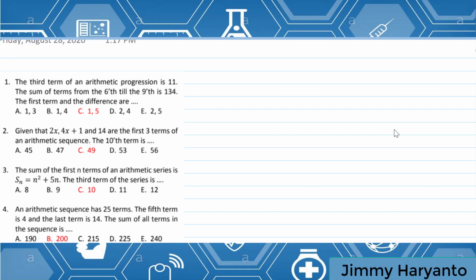Okay guys, this is the solution of your practice test for sequence and series. Number one, the third term of an arithmetic progression is 11. You can write U3 equals 11. And then the sum of the terms from the 6th till the 9th, you can write U6 plus U7 plus U8 plus U9 equals 134.